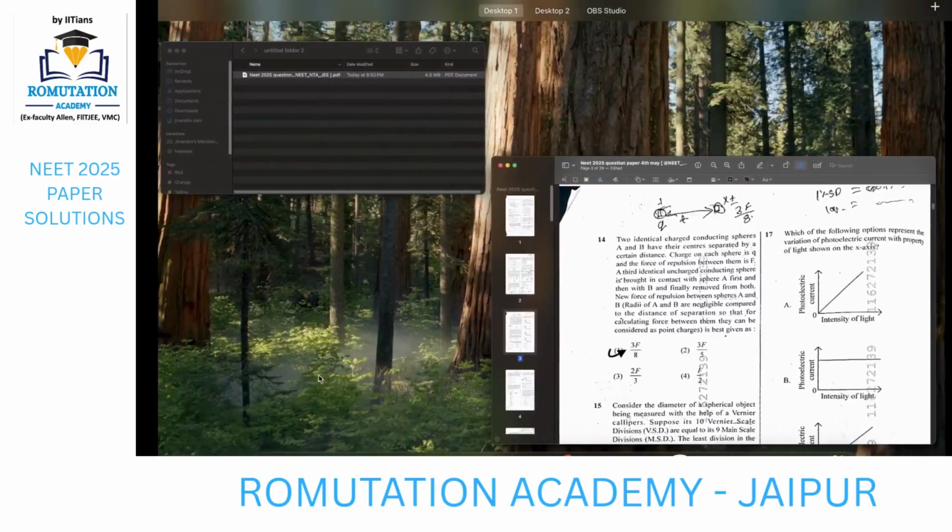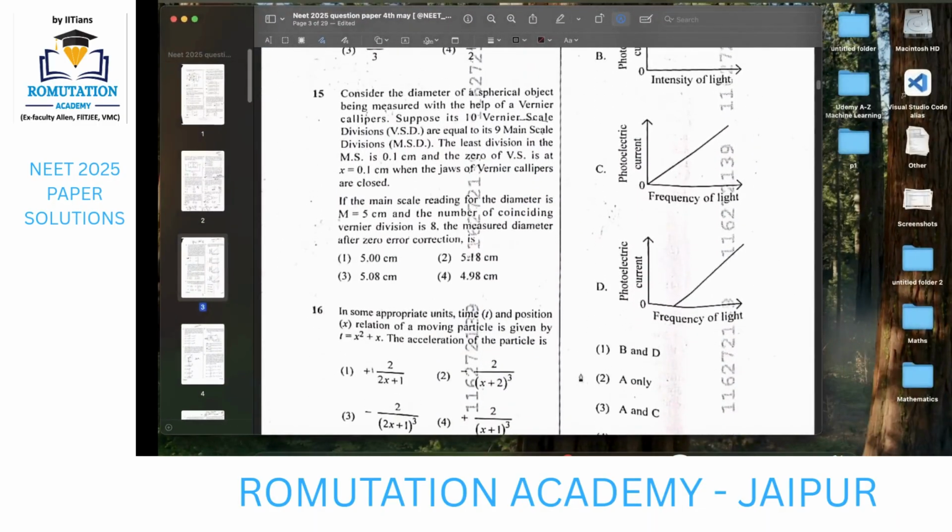So let's continue discussing the questions in this sequence. This 15th question is asking you about the vernier caliper. It says the diameter of a spherical object is being measured with the help of a vernier caliper. Suppose for the vernier scale, 10 divisions of it are equal to 9 main scale divisions. The least division of our main scale is 0.1, and the zero of the vernier scale is at 0.1 when the jaws of the vernier calipers are closed. So when the jaws are closed, the main scale is reading 0.1.